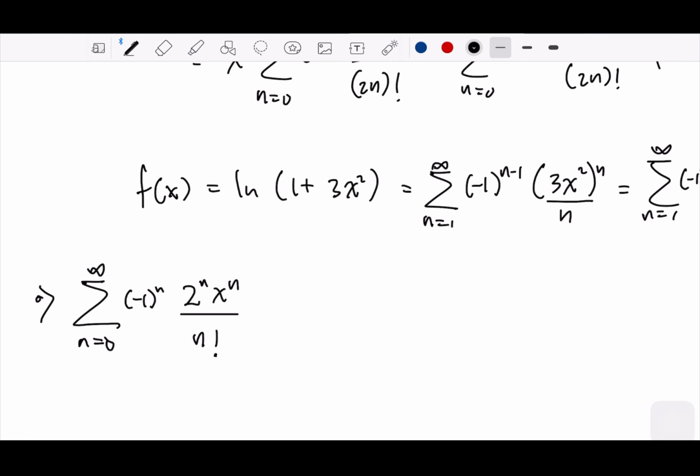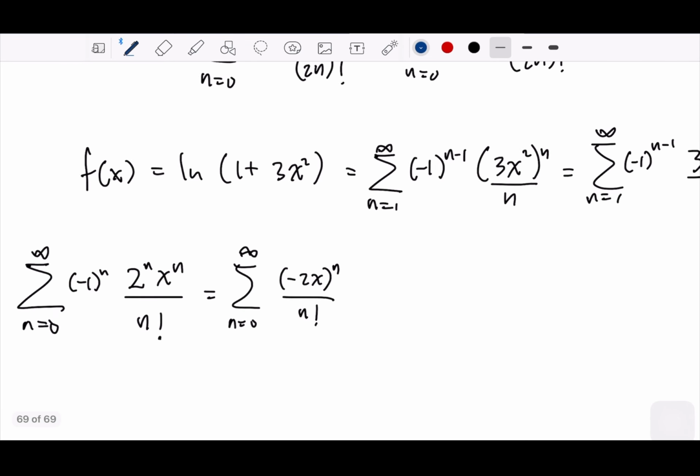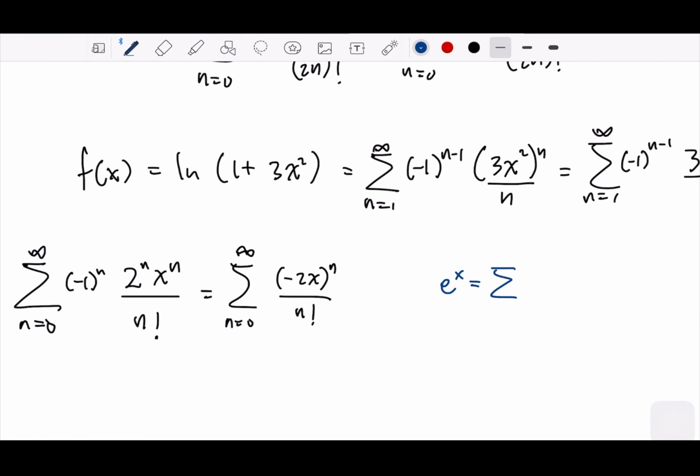Yes, but it's not fully correct. It's e for 2x, but the 2x should be negative, right? Remember that e doesn't have the alternating series. So because it's an alternating series, we can rewrite this sum as this. And if we look at the e, this is what we have.